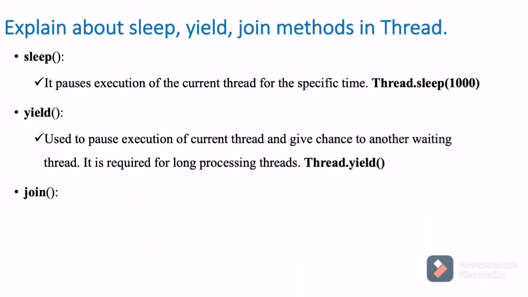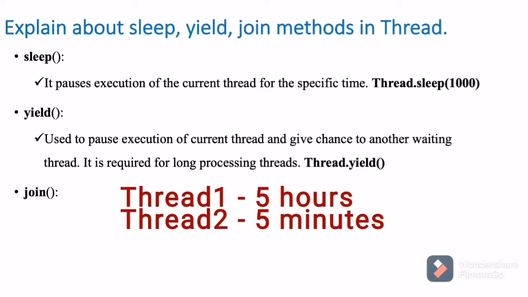Yield: this method is used to pass the execution of the current thread and give a chance to another waiting thread. This method will be helpful if there is a long processing thread. For example, one thread is taking more than 5 hours to complete a task, and there is another thread which will take only 5 minutes to complete its job. If the first thread runs, then the second thread has to wait 5 hours just to complete this 5 minute task. In that case we can use the thread.yield method, so that the second thread gets a chance to execute, and once it is completed, then the long running thread will execute.